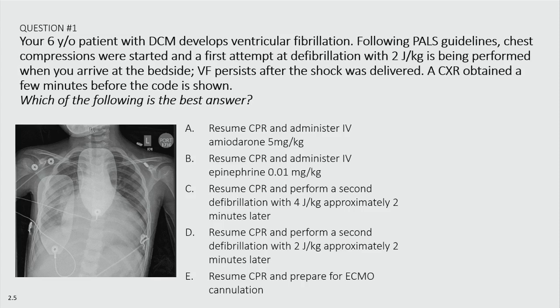A, resume CPR and administer IV amiodarone 5 milligrams per kilo. B, resume CPR and give IV epinephrine 10 mics per kilo. C, resume CPR, perform a second defibrillation with 4 joules per kilo approximately 2 minutes later. D, resume CPR and perform a second defibrillation with 2 joules per kilo approximately 2 minutes later. Or E, resume CPR and prepare for ECMO cannulation.